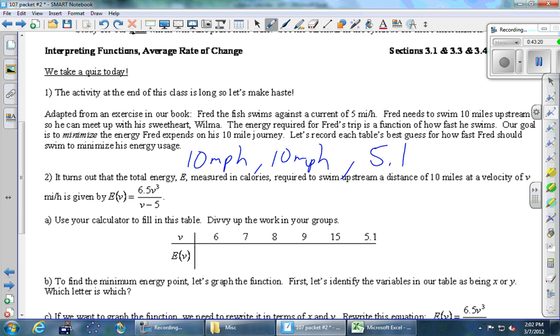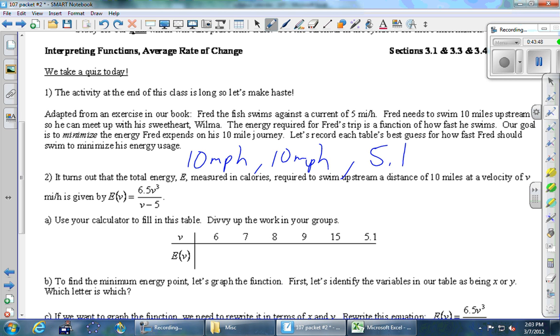Okay, let's think about the possibilities here. Suppose Fred were to swim, I don't know how fast a fish can swim, 20 miles an hour. He's really cruising. What's the good news with making this trip at a really high speed, like 20 miles per hour? It's a short trip, right? He's going to get there quick. What's the downside? He's using a lot of energy at every moment of this short trip. It is tough for Fred to swim 20 miles an hour, even for a short period of time.